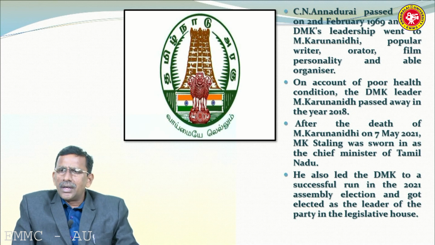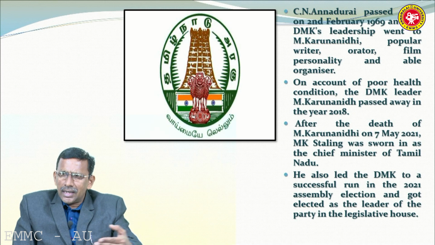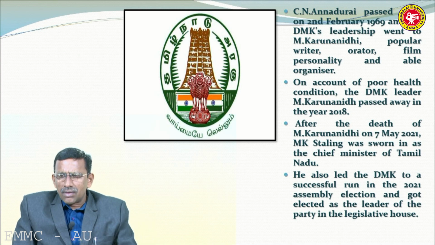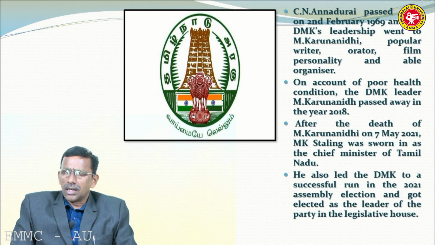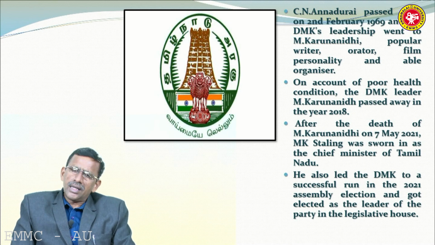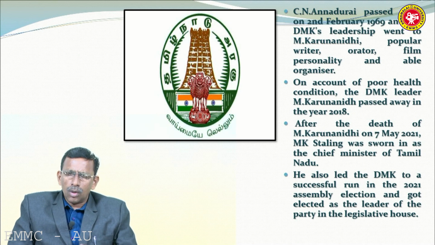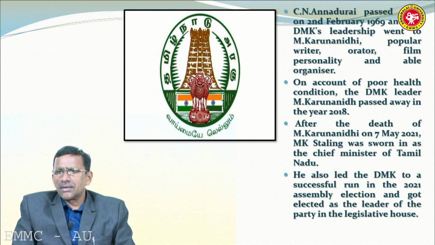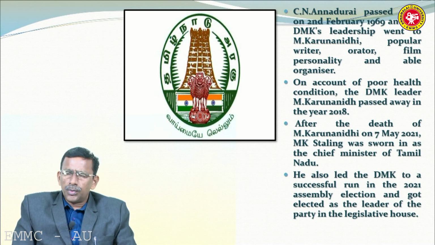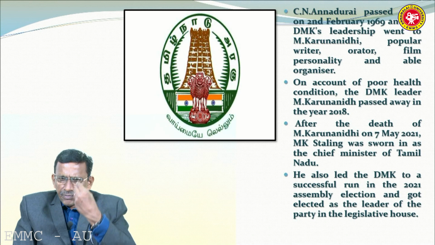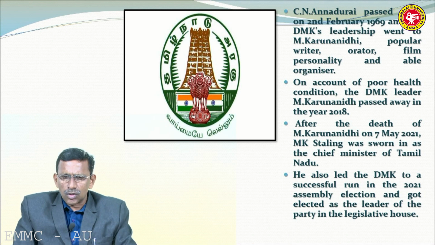As I told already, my dear friends, on February 2nd, 1969, C.N. Annadurai passed away, and the leadership moved to M. Karunanidhi. Karunanidhi also passed away in 2018, due to poor health. He was known as a brilliant orator and for implementing robust socio-economic and social welfare measures in the state of Tamil Nadu. So the DMK lost its leader Karunanidhi in 2018.